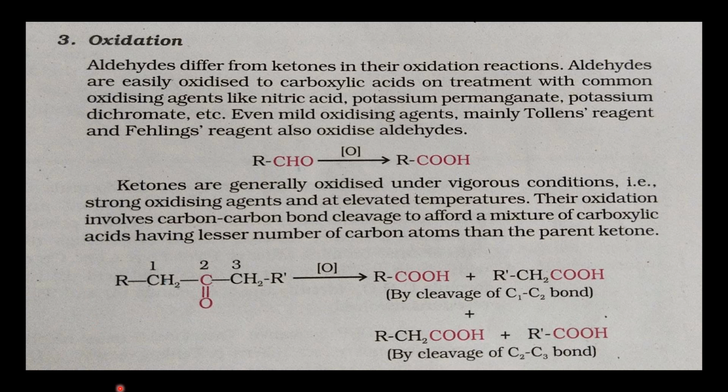Ketones are generally oxidized under vigorous conditions, that is strong oxidizing agent and elevated temperatures. Their oxidation involves carbon-carbon bond cleavage to afford a mixture of carboxylic acids having lesser number of carbon atoms than the parent ketone. So this is the ketone. When it is oxidized, there will be a number of smaller carboxylic acids. First one would be due to the cleavage of C1-C2 bond, and second one by cleavage of C2-C3 bond.